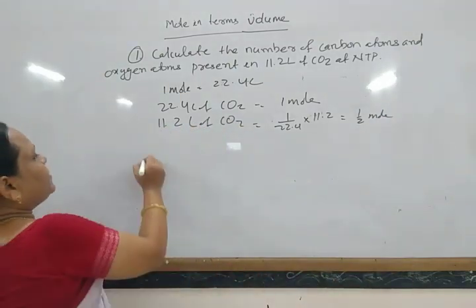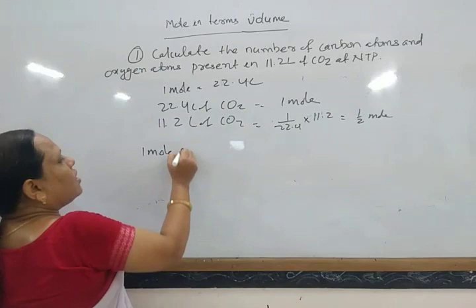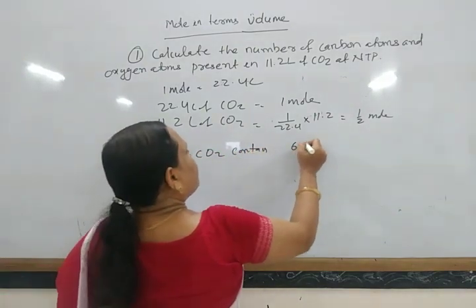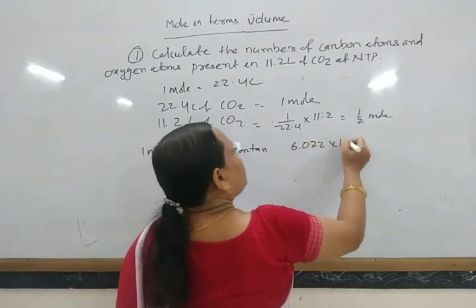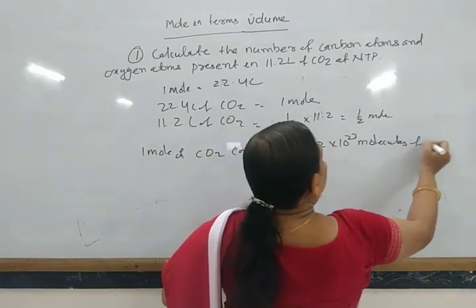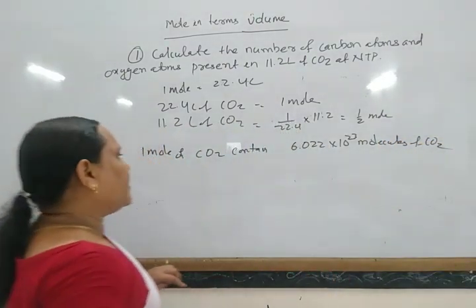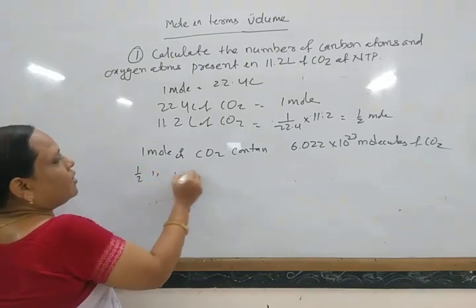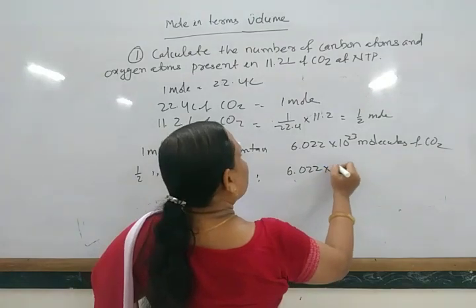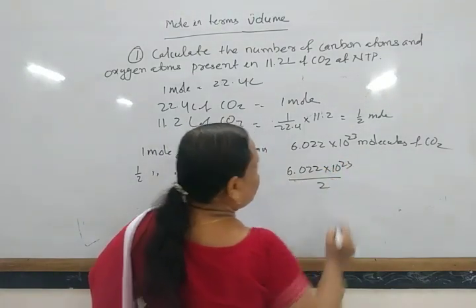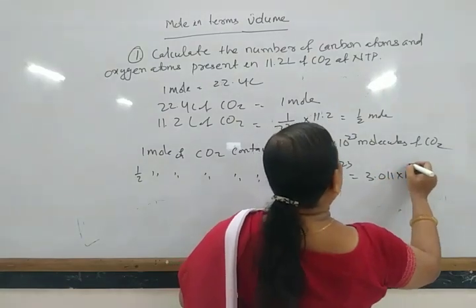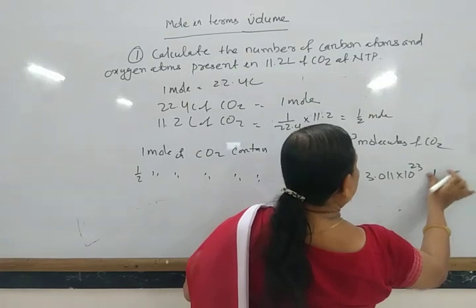Okay. Next, 1 mole of carbon dioxide contains 6.022 × 10^23 molecules of carbon dioxide. Then half mole of carbon dioxide contains 6.022 × 10^23 by 2, that is 3.011 × 10^23 molecules of carbon dioxide.